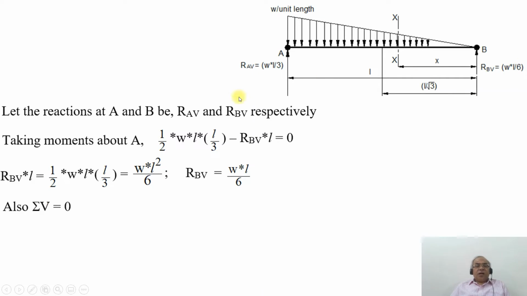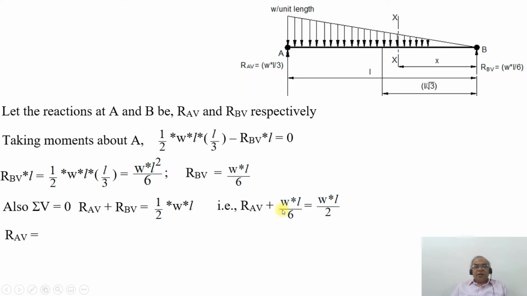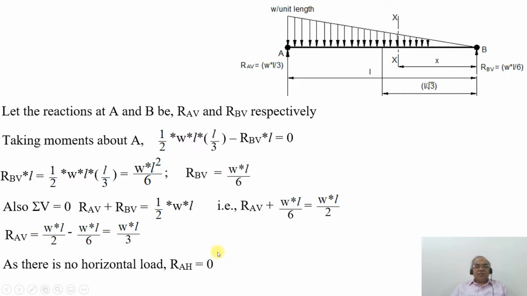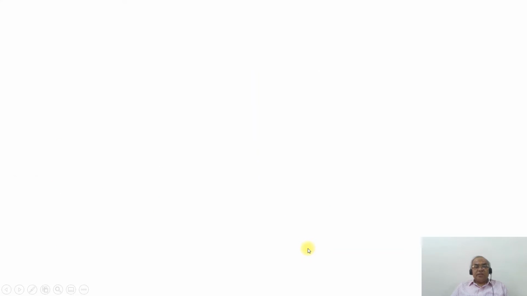Next, also sigma V will be equal to 0. So RAV plus RBV is equal to the area of the load diagram, that is half into W into L. Now substitute the value of RBV as WL by 6. Therefore, RAV plus WL by 6 will be equal to WL by 2. Taking this onto the right hand side, RAV will be equal to WL by 2 minus WL by 6. On simplification, you get RAV as WL by 3. As there is no horizontal load, RAH will be equal to 0.